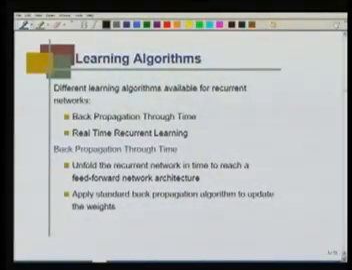Now, once you have an architecture, obviously you would like to use it. And as you know, once we talk about neural networks, the weights have to be learned, they have to be trained. There are various learning algorithms, but in this course we will mainly focus on two: one is back propagation through time, another is real time recurrent learning. There are others also, like extended Kalman filtering and many other learning algorithms in the literature. We will not be taking up those now.